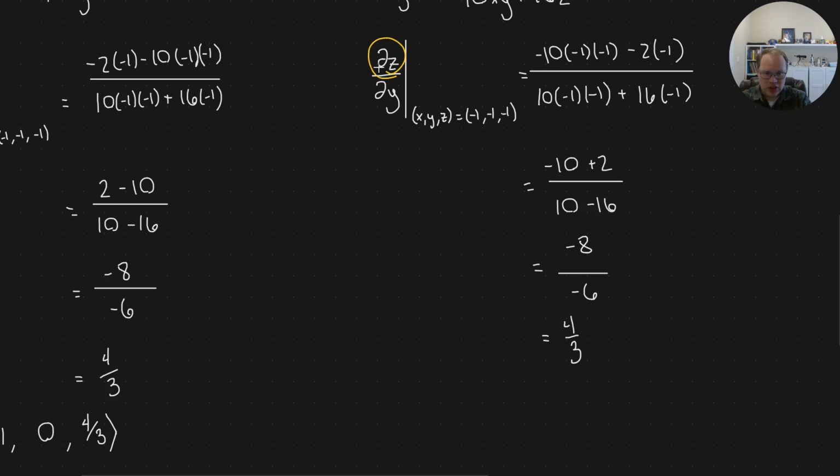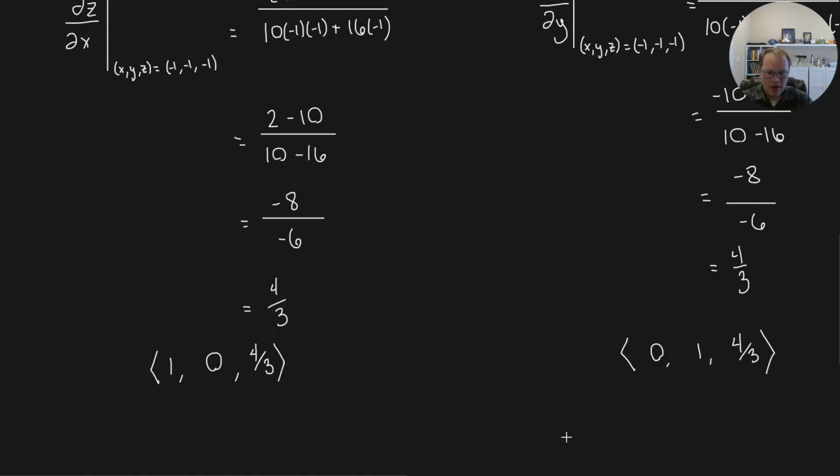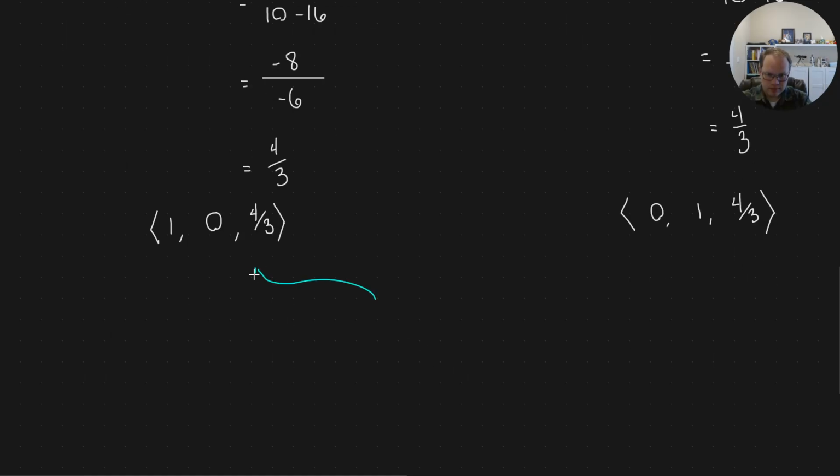That's how much the z changes per change in y. So if I change the y by 1 unit along this tangent line, then my z will change by 4/3 of a unit. And I'm not changing the x at all because I'm holding it fixed in this direction. Okay, and so I have my two tangent vectors. These are vectors tangent to the surface, which means they are parallel to the tangent plane. So if I just take the cross product of them, it will give me my vector that is normal to the tangent plane.